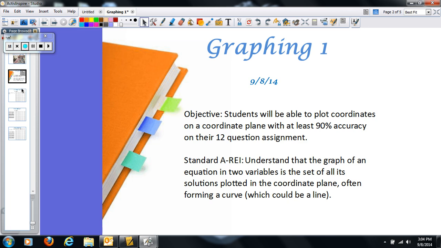Afternoon, everybody. So today we're going to be looking at our first set of notes on graphing. That's why it's called Graphing 1.